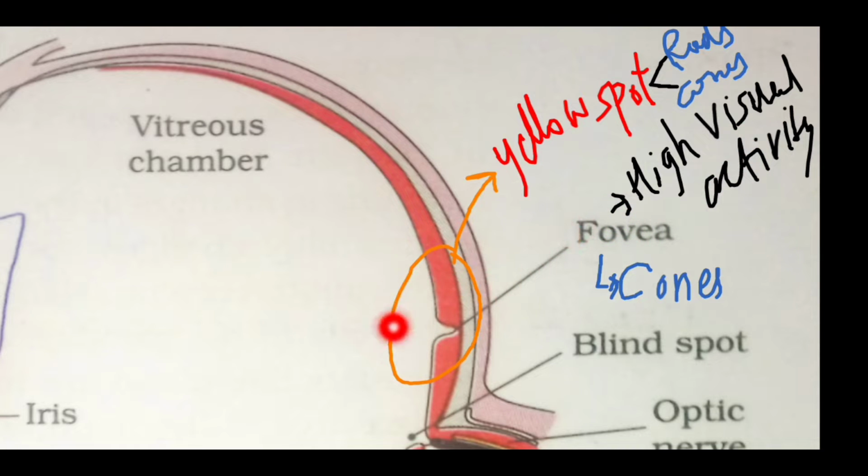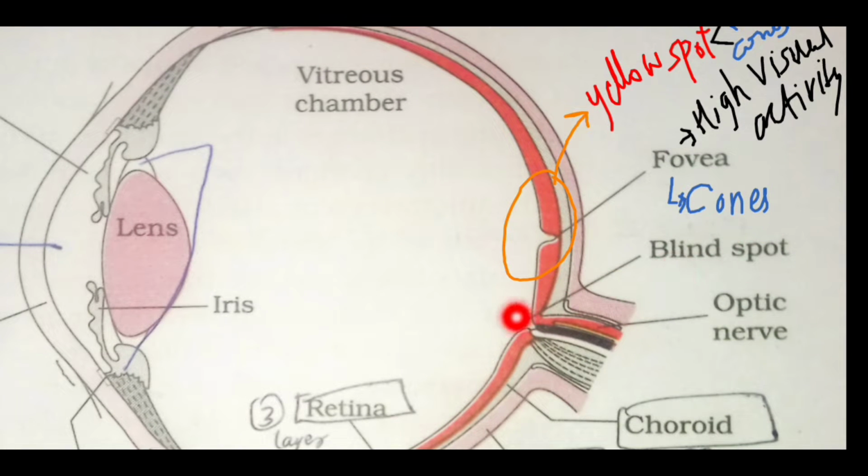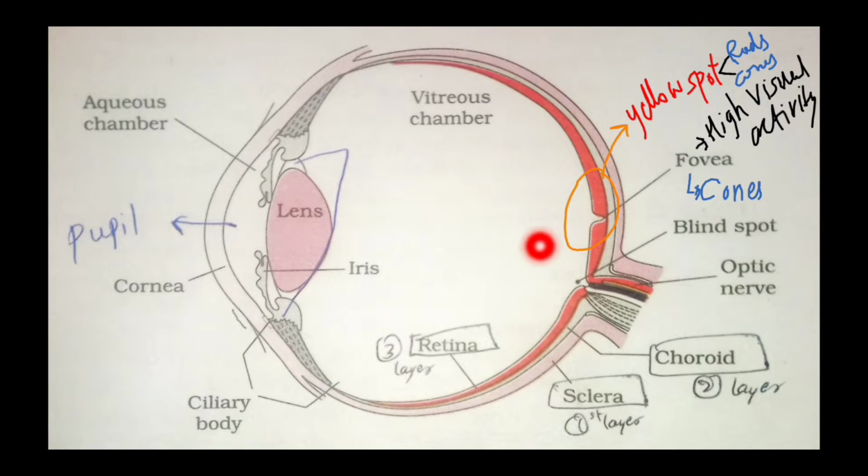This yellow spot consists of both rods and cones, but the fovea is a pit in it in which only cones are present. And here a blind spot is present. It is a blind spot because rods and cones are both absent here, but blood vessels and the optic nerve are present. The optic nerve also has no rods and cones. So these are the parts of the human eye.